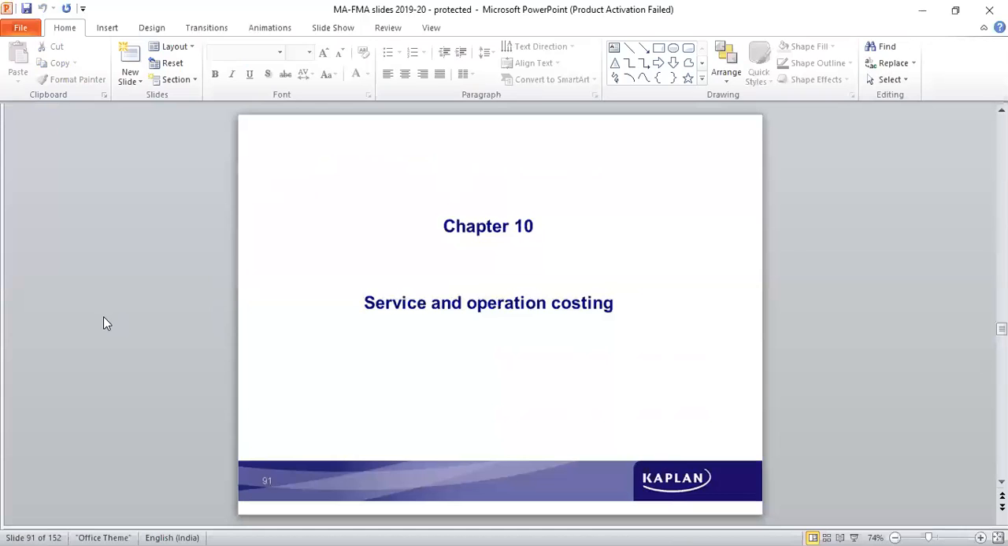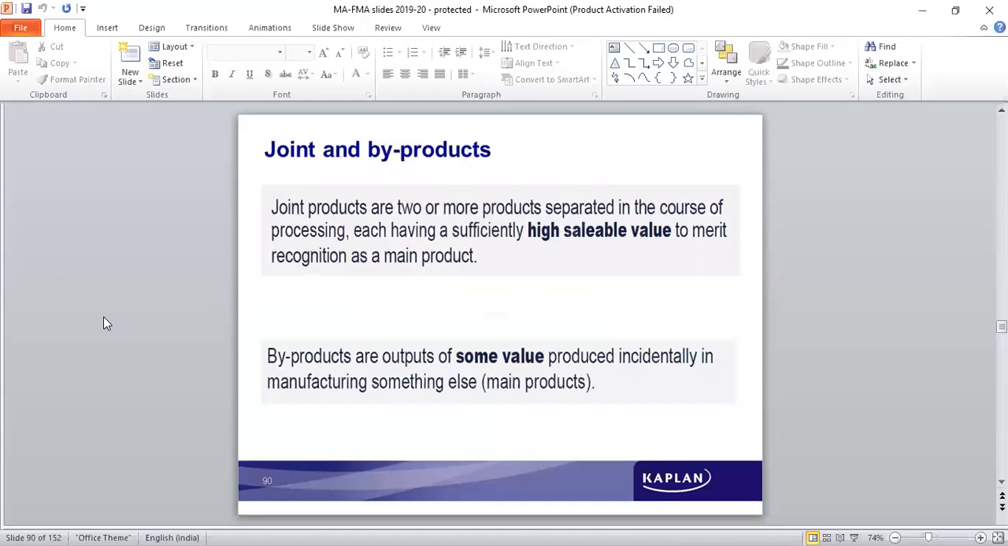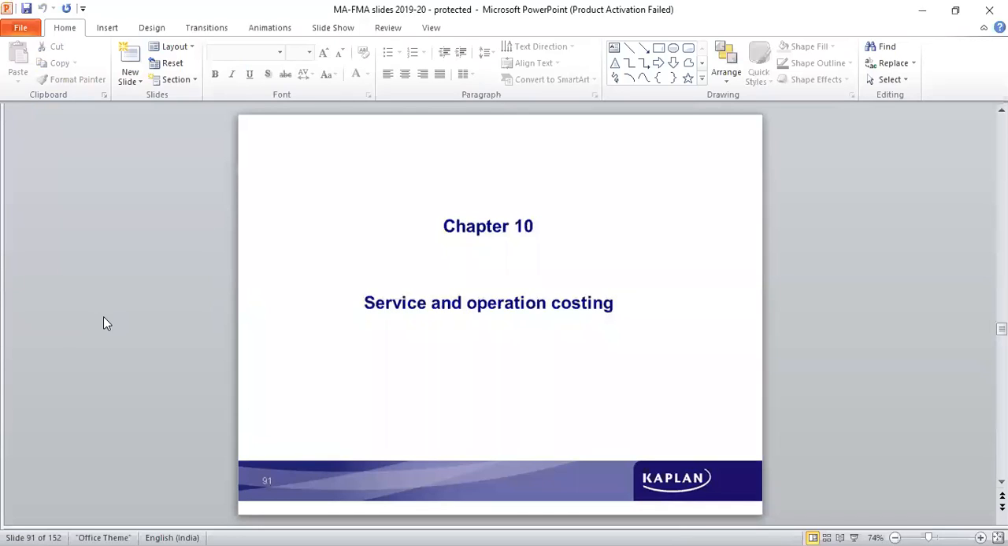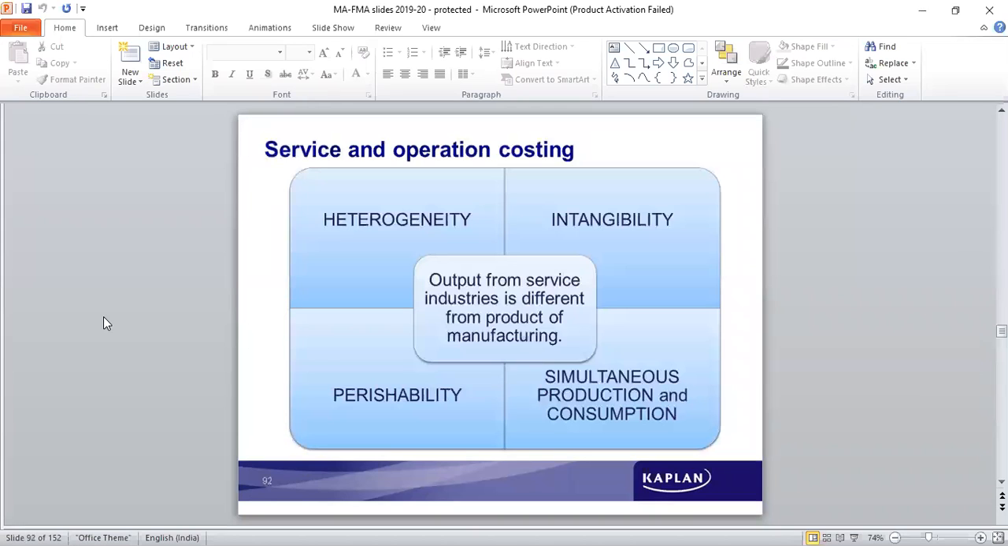So let's get back to the PPT and then continue with that. So after joint and byproducts, the next topic we have is service and operation costing. See, businesses are involved in either selling products or rendering services. So there are businesses which do not sell products, but are into providing services to customers. Okay. So what we have to understand here is the nature of such a business which renders services.